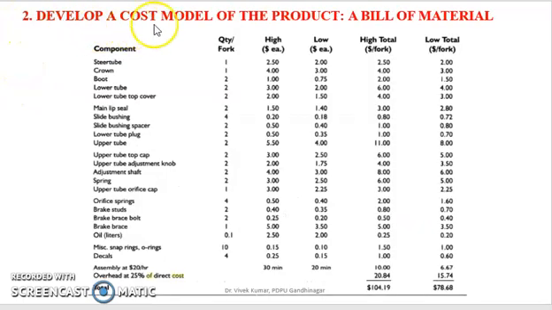The next step is to develop a cost model of the product, that is, to perform a bill of materials. The goal of this step is to make sure that the product can be produced at a cost at which a company and its distribution partners can make adequate profits while still offering the product to the end customers at a competitive price.